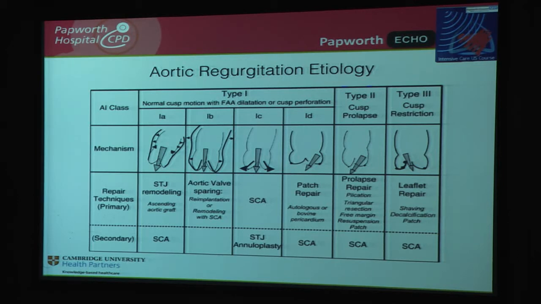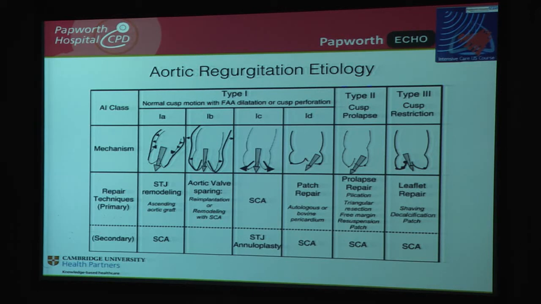In type 1A, what he said was the whole of the ascending aorta and STJ and root, everything dilates or becomes aneurysmal. So you get regurgitation. In type 1B, it's mainly the STJ that dilates and causes regurgitation. And in type 1C, you get the sinuses dilating, causing regurgitation. And 1D is when there's a perforation in the aortic valve, which causes regurgitation.